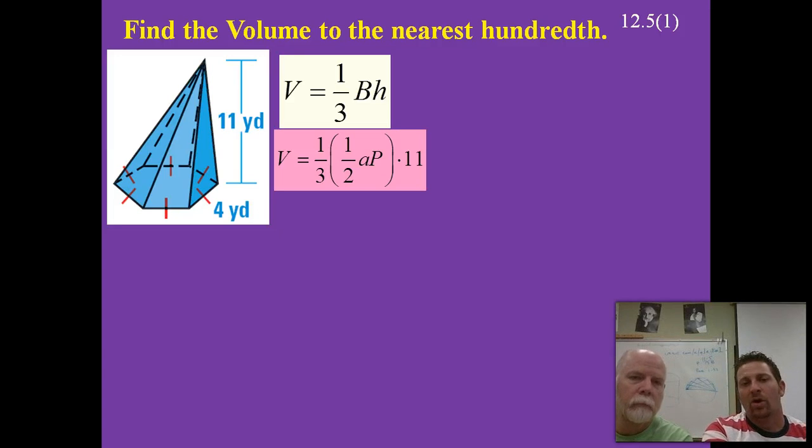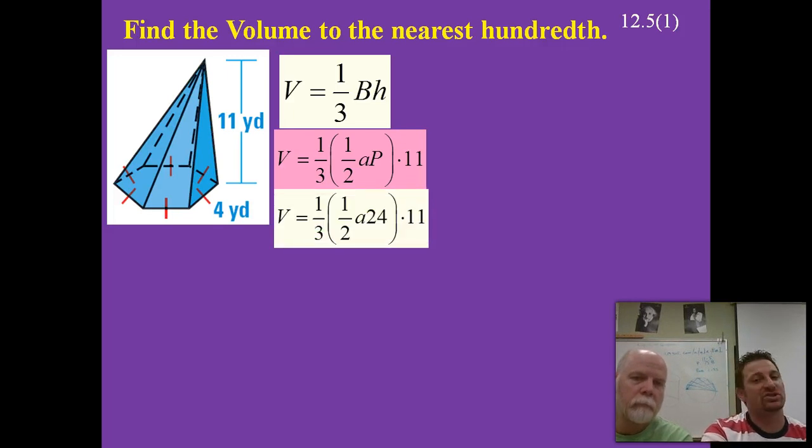Okay, so now what do we need? Well, we need the apothem, and we need the perimeter. The perimeter we can figure out real easy because one side is 4, and 4 times 6 is 24, so we get that, but we still need that apothem. So you're going to have to take the hexagon out like that, and then we have to figure out the perpendicular apothem out of that triangle.